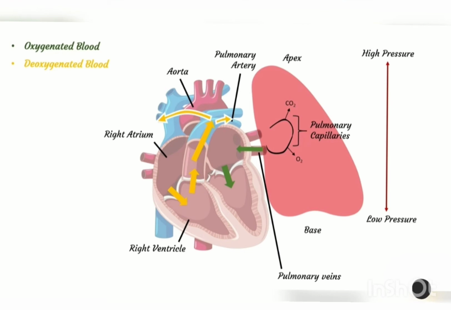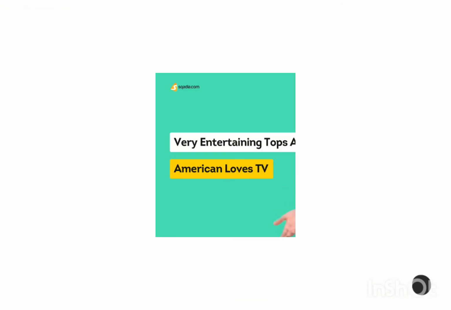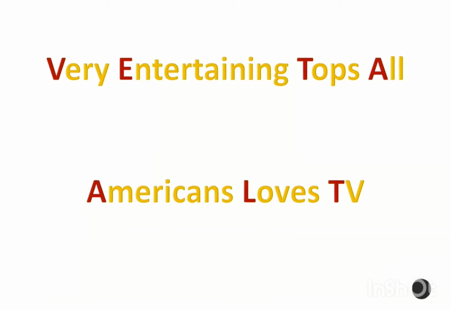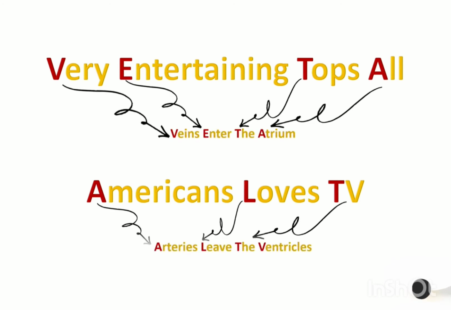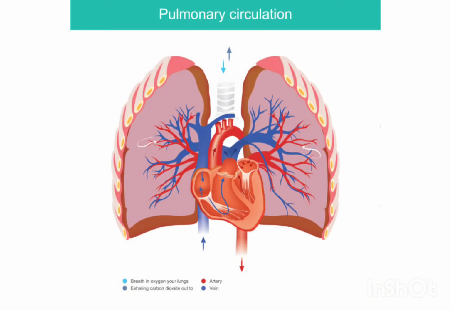The peculiar thing about the pulmonary vessels is that the pulmonary arteries are the only arteries that carry deoxygenated blood, and the pulmonary veins are the only veins that carry oxygenated blood. Making it simple, just remember two lines. Veins enter the atrium and arteries leave the ventricles. That is how you can remember it easily.